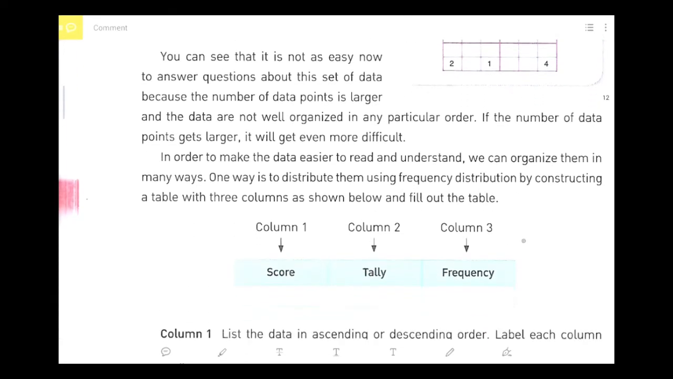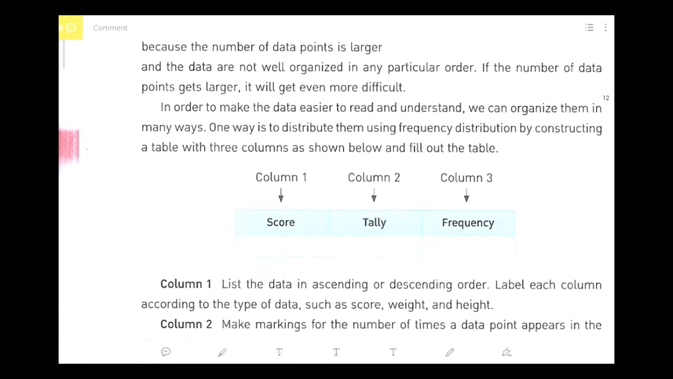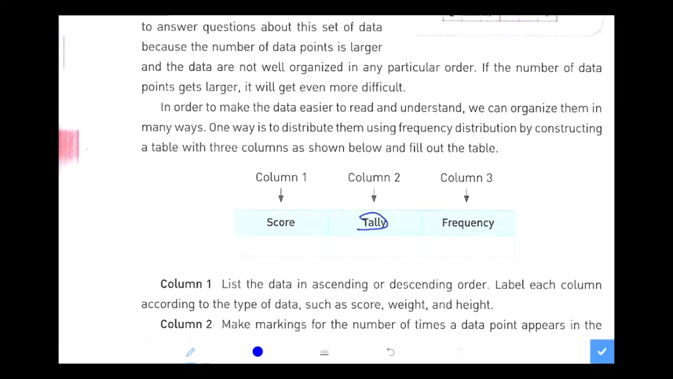Okay. So in the table, you are going to have the scores. You are going to have something called a tally. What is a tally? I explain to you like this. If you go to the election, maybe you have been there, right? Something like this is called a tally. I think you know it now, right?